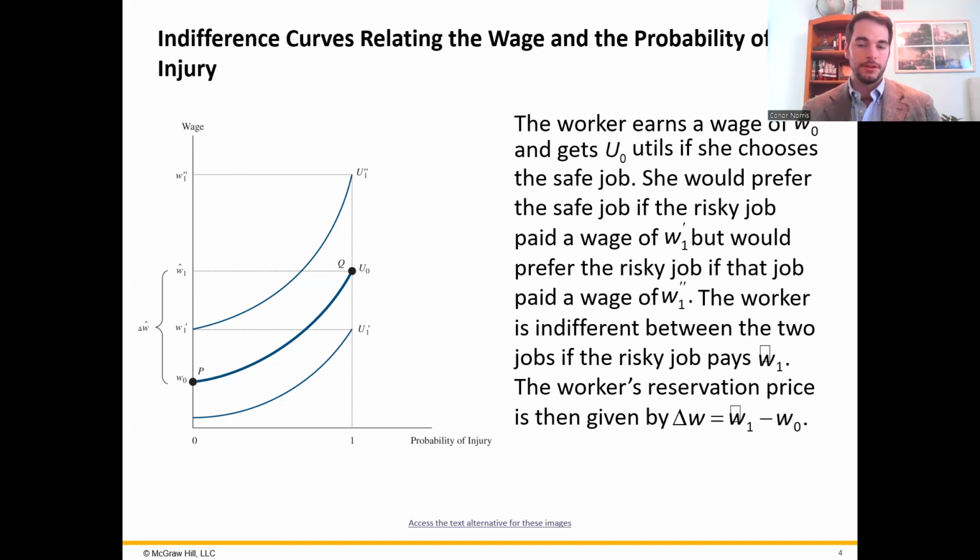So it answers that dare you might have received as a kid. How much would it take you to do this gross thing? In this case, for this worker, how much would it take you to take this riskier job? Well, the difference between W hat 1 and W0.